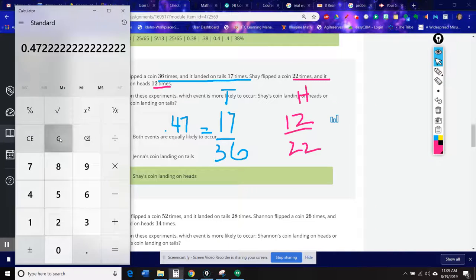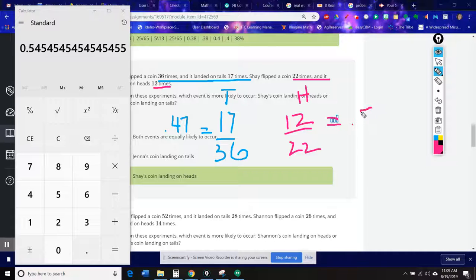Now let's go back to pink here, and let's do the same thing here so we can compare numbers, right? So I'm going to go 12 divided by 22 is 0.545. I'm going to round that to 0.55. So we can see this one is equal to 0.55. So which one is more likely to happen, heads or tails? Well, 0.55 is bigger than 0.47, so heads is more likely to happen. Sorry, the pink is heads.